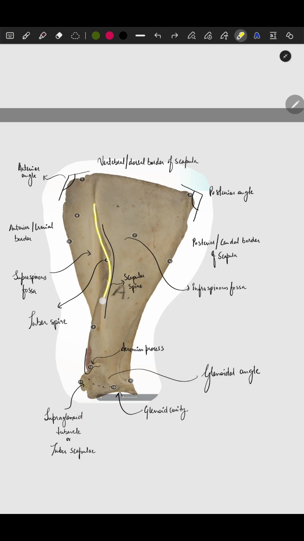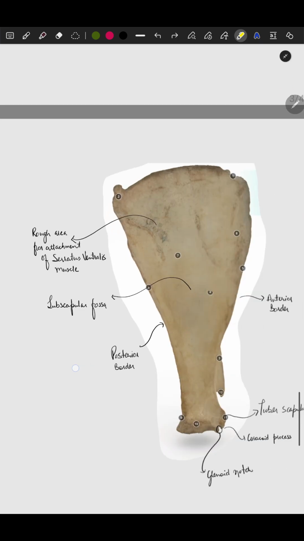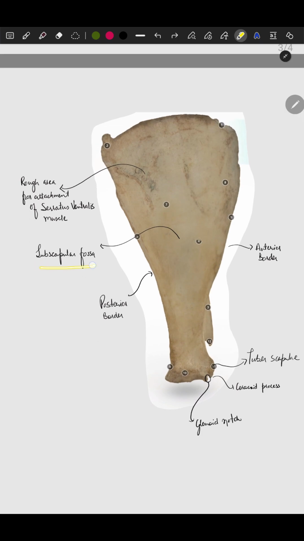Now just anterior to the scapular spine is the supraspinous fossa, and just posterior to the scapular spine is the infraspinous fossa. They both are depressions just before and after the scapular spine. Moving to the medial part. On the medial surface there is a subscapularis fossa.